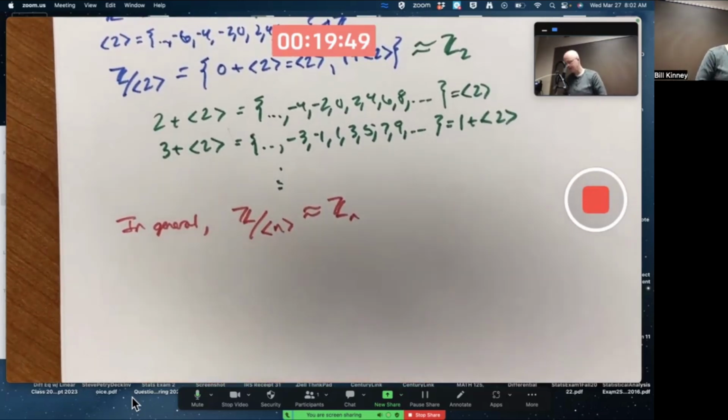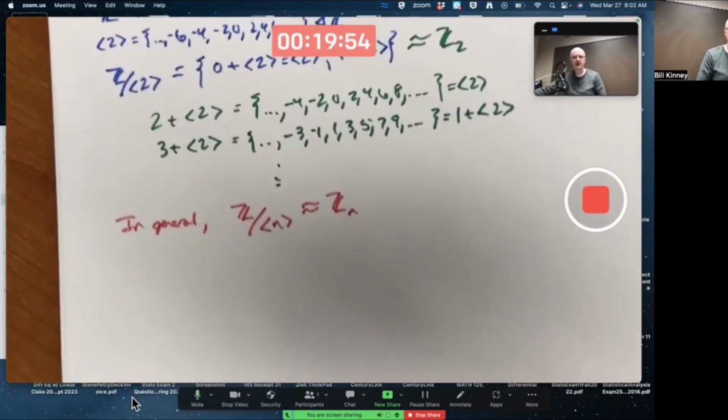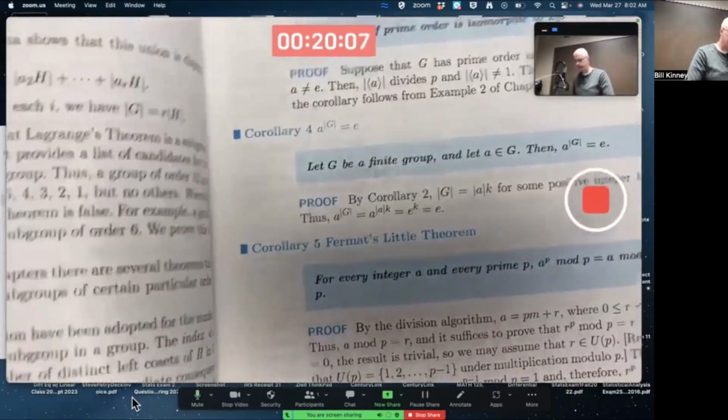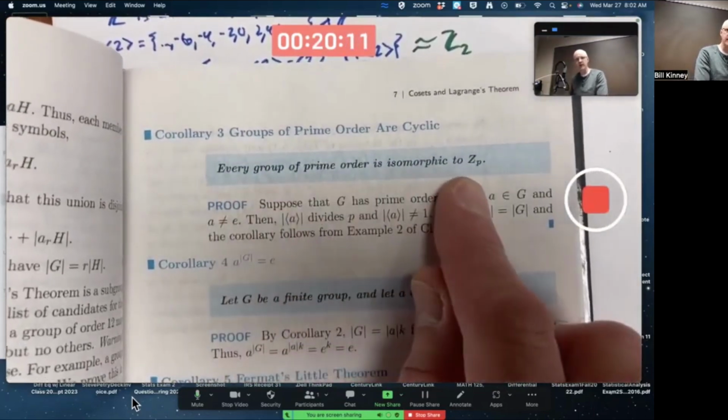One big one is a consequence of Lagrange's theorem. In fact, in chapter 7, we start the classification facts. The first one is a corollary of Lagrange's theorem. Every group of prime order is isomorphic to Z_p.